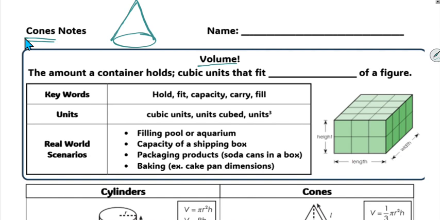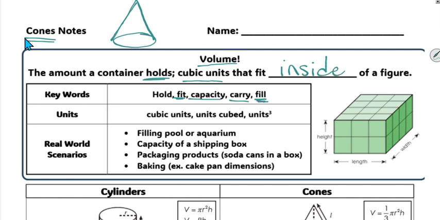It's the inside of a container. It's how much it can hold. It's how much fits inside. It's the capacity. It's how much it can carry. It's how much it would take to fill a container. It's literally the number of cubic units that will fit inside of a figure.